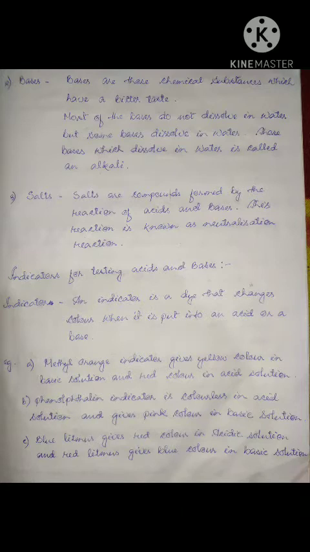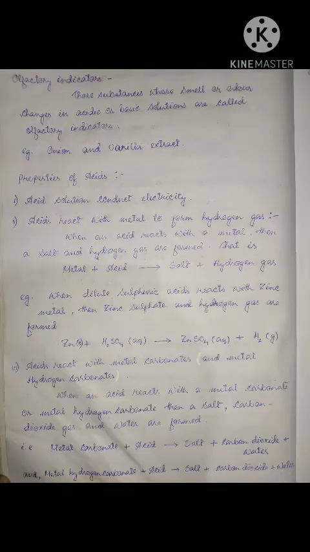Next is phenolphthalein indicator. Phenolphthalein indicator is colorless in acid solution and gives pink color in basic solution. And blue litmus gives red color in acidic solution and red litmus gives blue color in basic solution. Olfactory indicators. Those substances whose smell or odor changes in acidic or basic solution are called olfactory indicators. For example, onion and vanilla extracts.